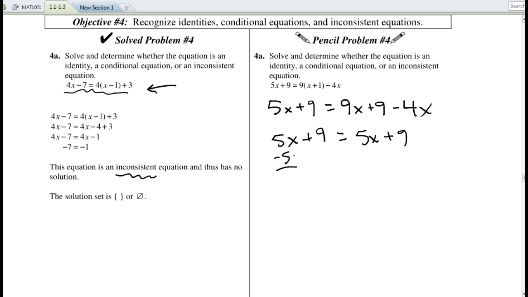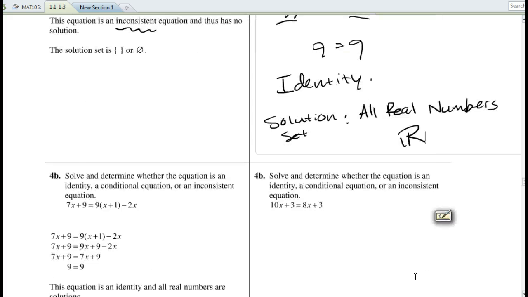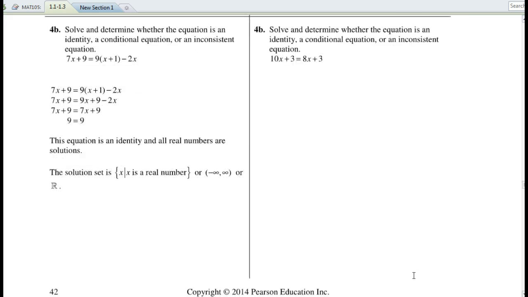So that's why this is called an identity. You can go one step further if you really want and subtract 5x, but then you just get 9 equals 9, which again is always true no matter what number you plug in. So we say this is an identity, and the solution set is all real numbers. Or sometimes they use this fancy R. Okay, let's keep going. We have one more.